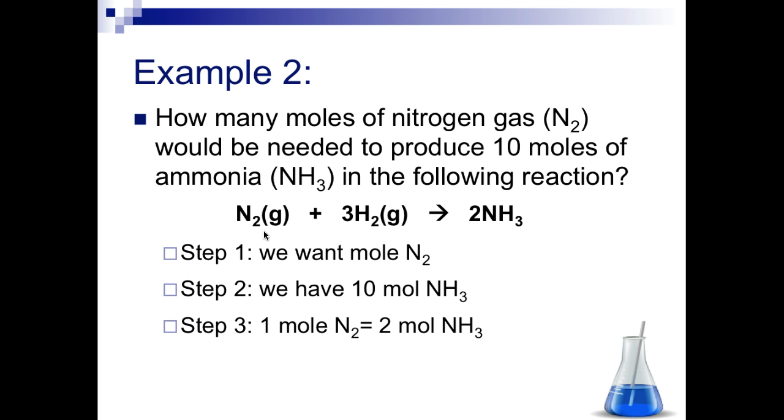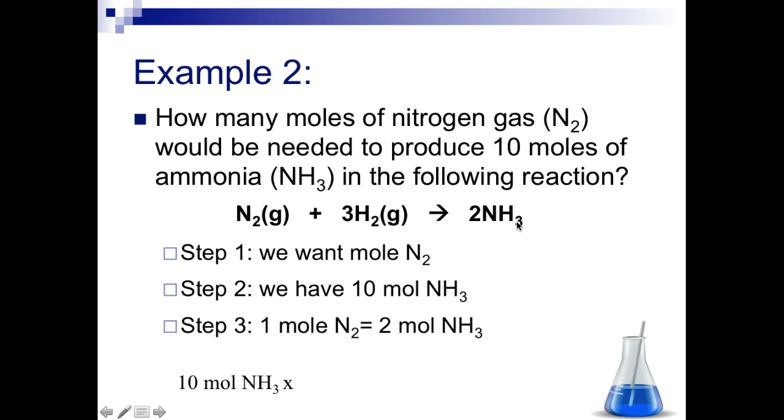Let's look at the second example. How many moles of nitrogen gas, N2, will be needed to produce 10 moles of ammonia, NH3, in the reaction? So our reaction is listed. Okay, so what does the question ask? We want to know how many moles of nitrogen. We know how many moles of ammonia we have, and we know based on our balanced chemical equation that we have 1 mole of N2 for every 2 moles of ammonia.